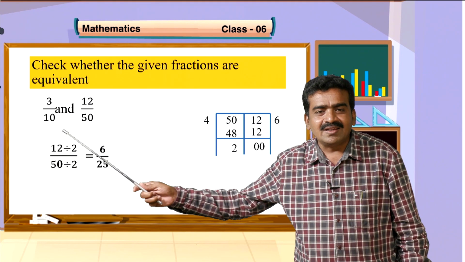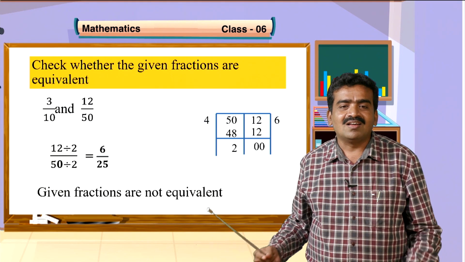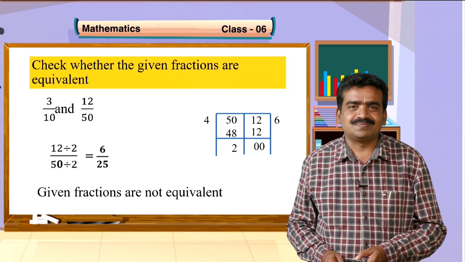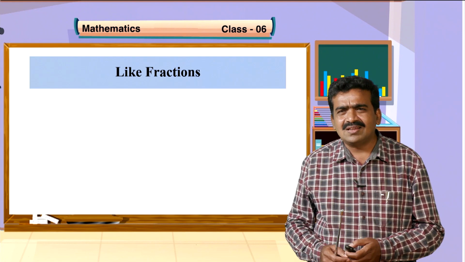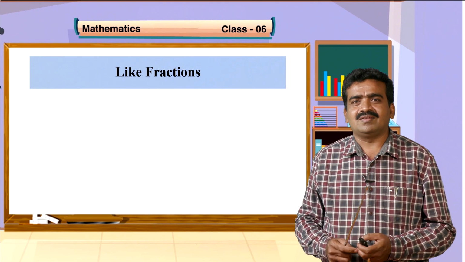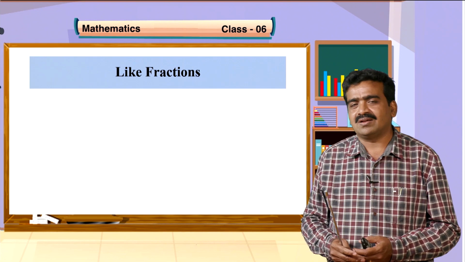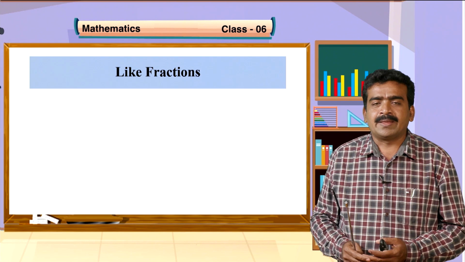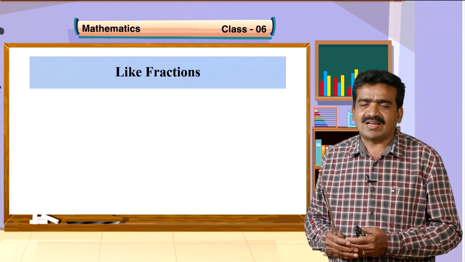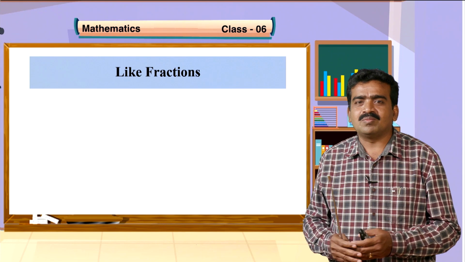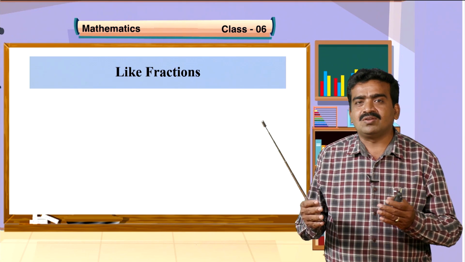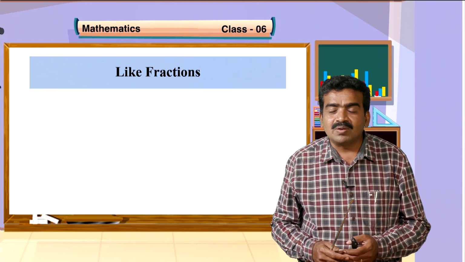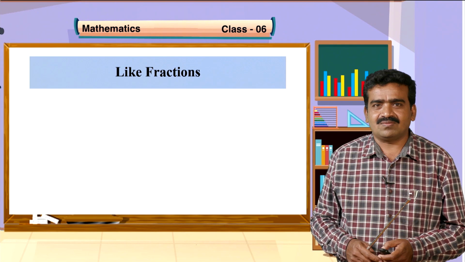Therefore 3 by 10 and 6 by 25 are not equal. Therefore they are not equivalent fractions. Now let us learn the important part of this lesson, that is like fractions as well as unlike fractions. While we are comparing fractions, and while doing the fundamental operations on fractions, we need to know about like fractions as well as unlike fractions.